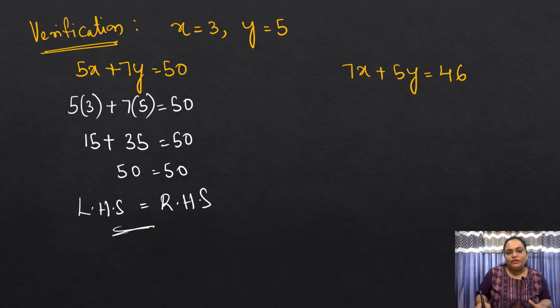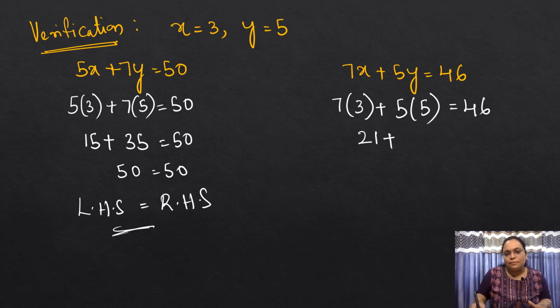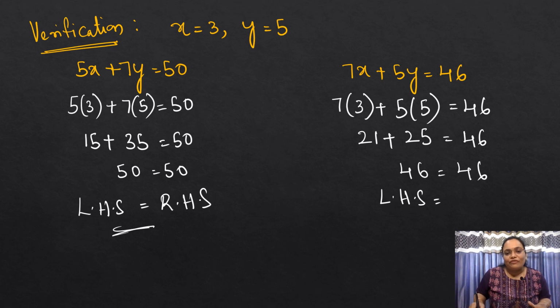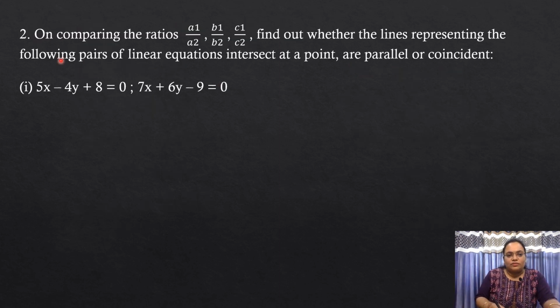Now let us do for the next equation. 7 of x is 3 plus 5 of y is 5 is equal to 46. 7 3s are 21 plus 5 5s are 25 is equal to 46. 46 is equal to 46. The values of x and y are also satisfying the second equation. Hence, proved. We will see the next question.